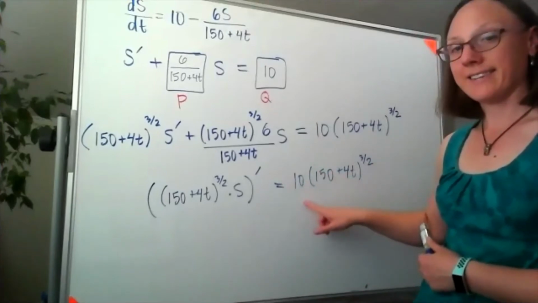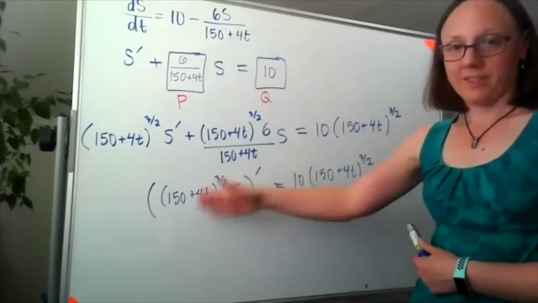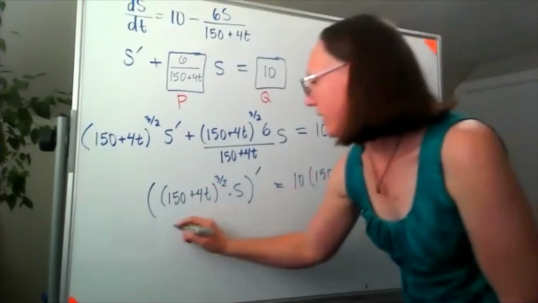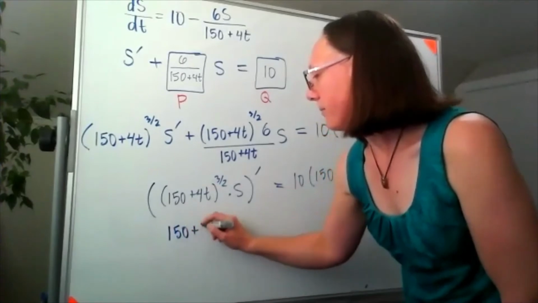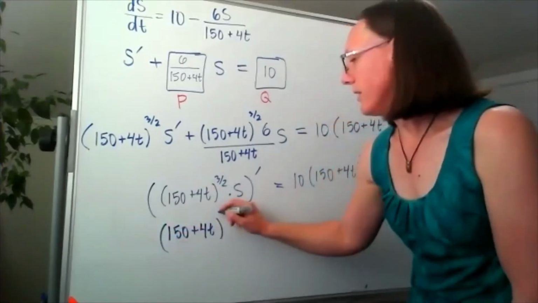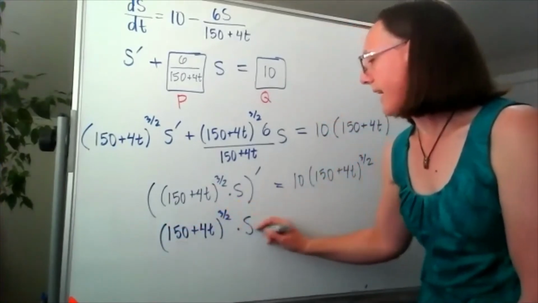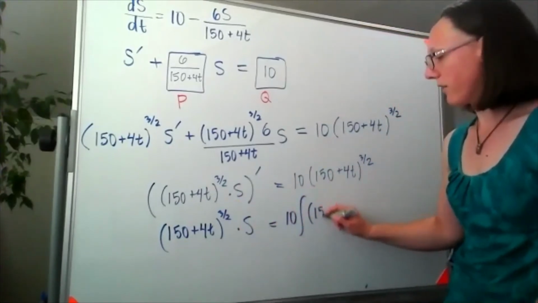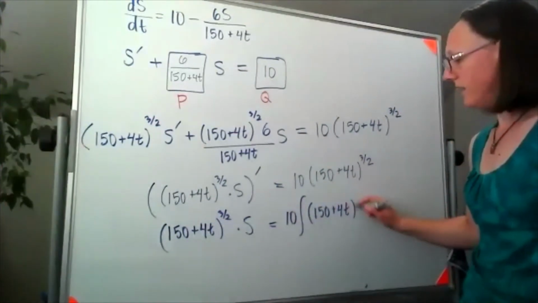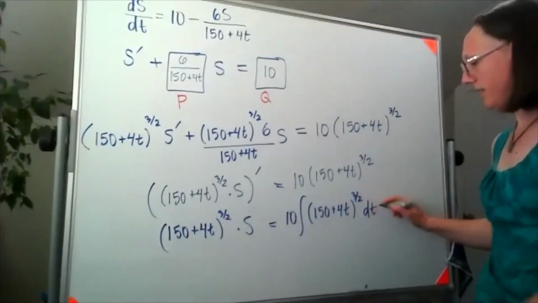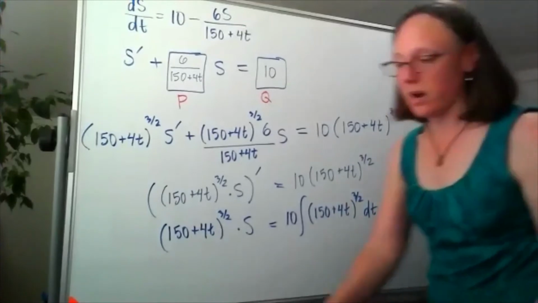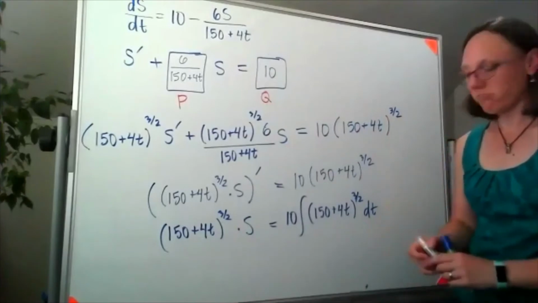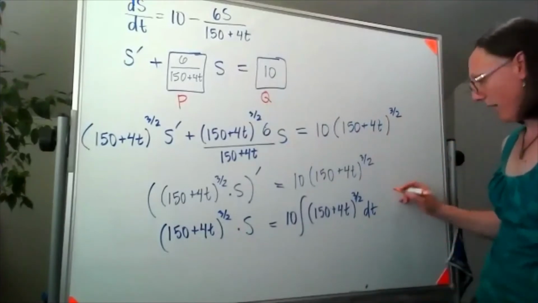And on the right-hand side, I'm going to undo this derivative by taking the antiderivative, or the integral. So I've got 150 plus 4t to the 3 halves times s is equal to 10 times the integral of 150 plus 4t to the 3 halves dt. This is definitely a case where I'm going to want a u substitution, and if you can do that u substitution in your head, that's totally fine. I'm going to go ahead and write it out.